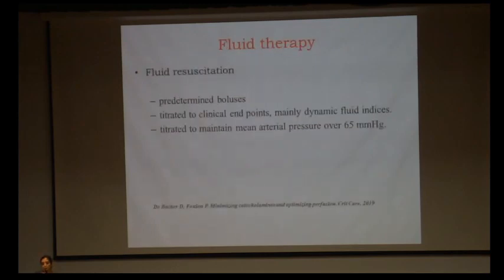Now, how do we treat the hypotension? First line is fluid therapy. The main aim of treatment is to give predetermined boluses. We have to titrate them to clinical endpoints, mainly the dynamic fluid indices. And usually, if the chronic mean arterial BP is not on the higher side, a mean arterial pressure of 65 millimeters of mercury is well tolerated.